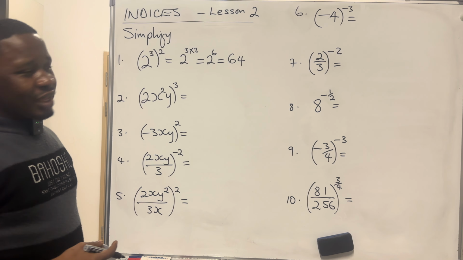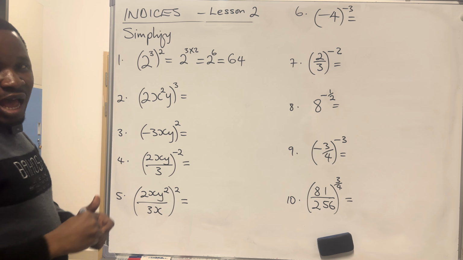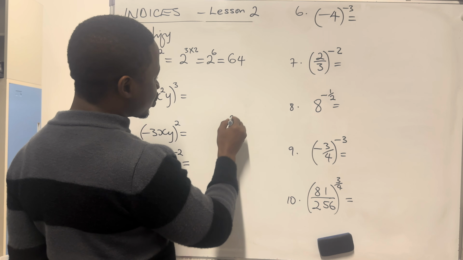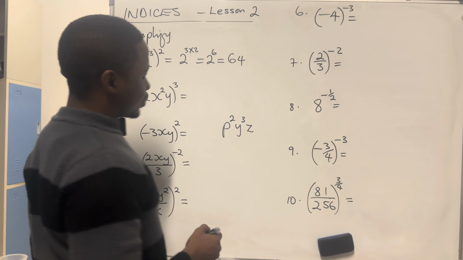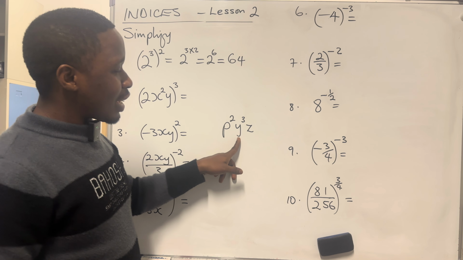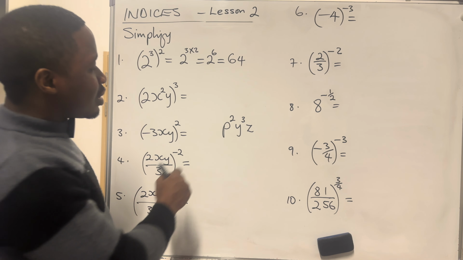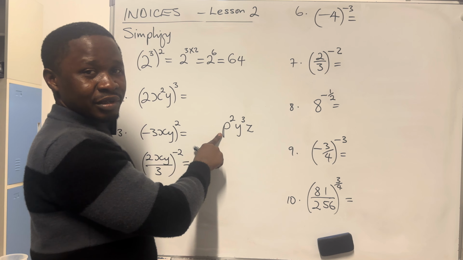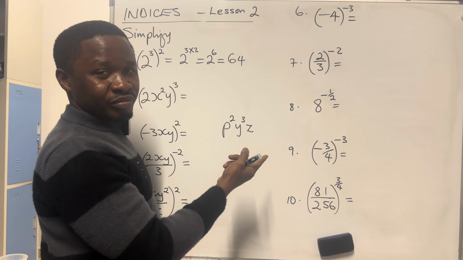Let us take a look here. Every power apart from the bracket affects only the immediate base on the left. Now we have p squared y cubed z. You can see this power 2 is between p and y. But every power affects only the base on its left. For this power 2, what is on the left of power 2 is p. So this 2 is for p. This 3 is for y. This z is 1. Okay.